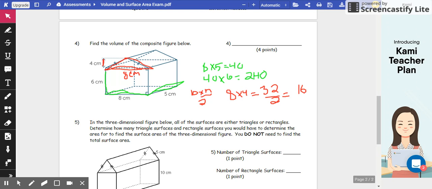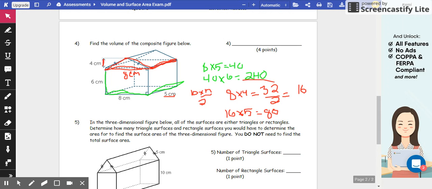Now the height of my prism is going to be the side that's not part of the triangle. So right over here, if I look below, that's 5 centimeters. So I have to take 16 and multiply that by 5. So 16 times 5, I get 80. So my volume of my triangular prism is 80. The rectangular prism was 240. So I have to take 80 and 240 and add them together. So my final answer right here, this was a 4-point question, should be 320 centimeters cubed.